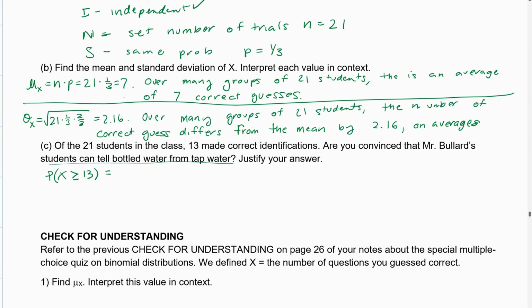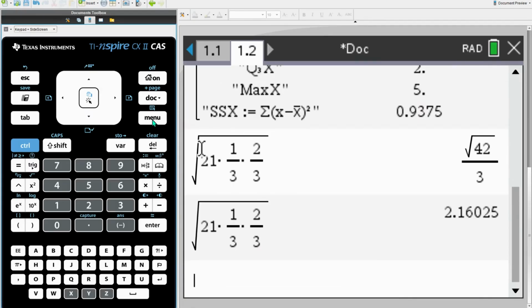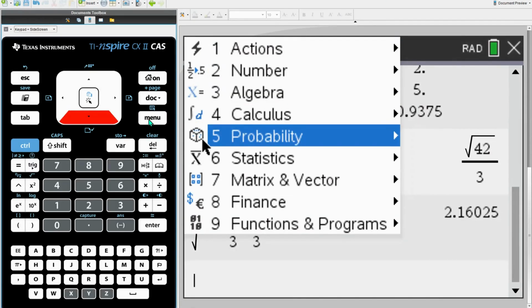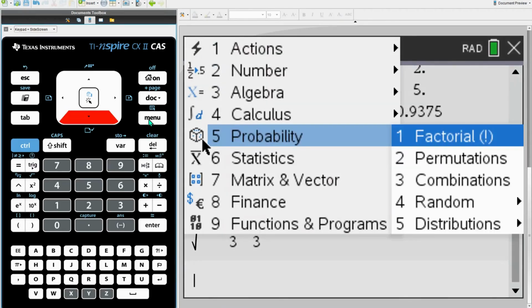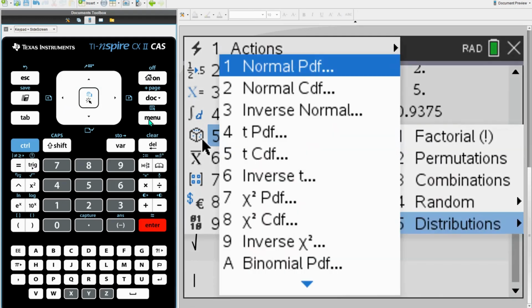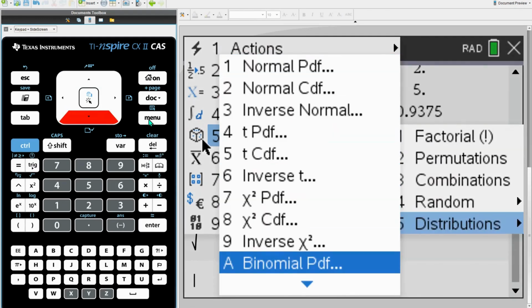And that's going to be a question for the calculator. We want the binomial PDF with 21 trials, 1/3 of a chance per trial, and we're going to want to know probability of 13 or more. So this is actually 1 minus, and we're going to subtract off the 12. All right, so let's see. Menu, probability, distributions. And again, we want binomial CDF.